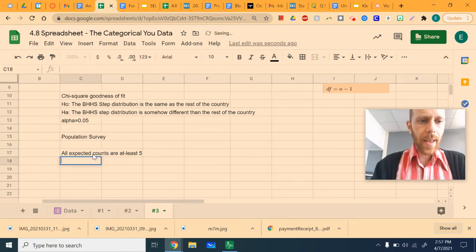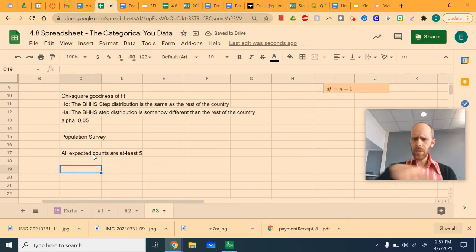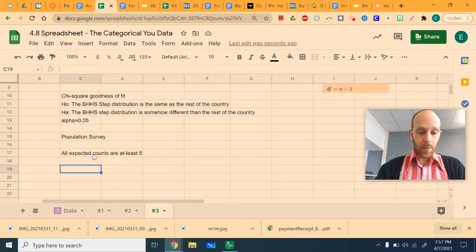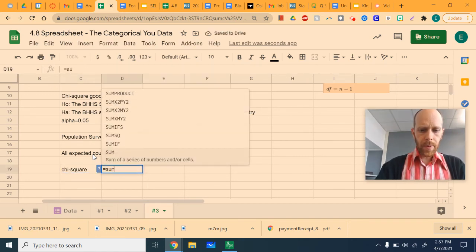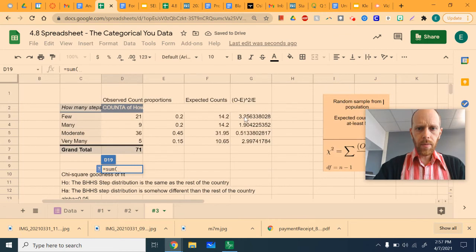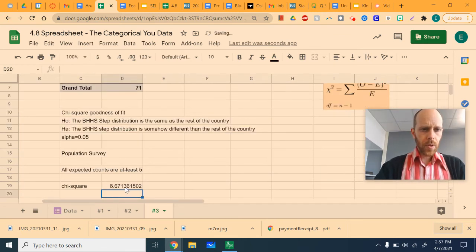The reason you need to check that is that the chi-squared distribution doesn't work, or in other words, we can't calculate the p-value unless we have that. All right, so the next thing that we're going to do is get our value of chi-square. That's the x-square looking thing. And it's just going to be the sum of the partial sums here.